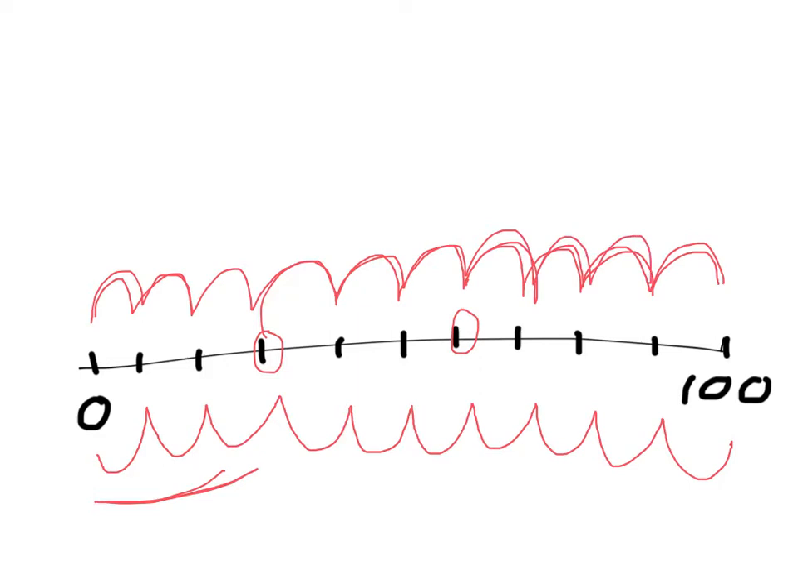Same thing goes for counting backwards. You need to be able to start from any number. Start from 60, count backwards in tens. 60, 50, 40, 30, 20, 10, 0. You need to be able to do it from any number.